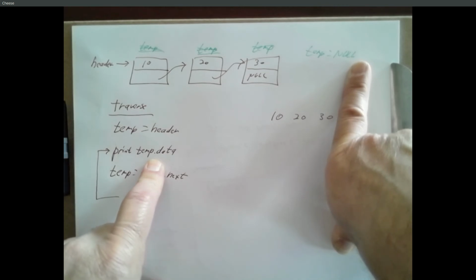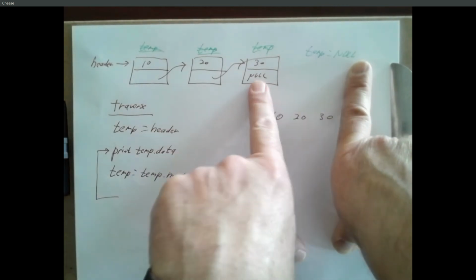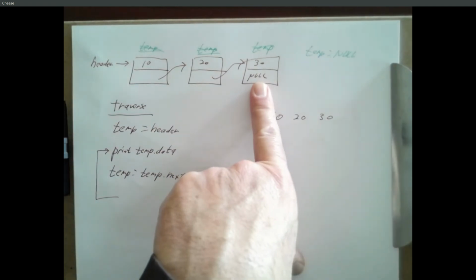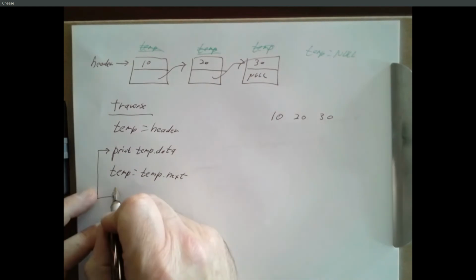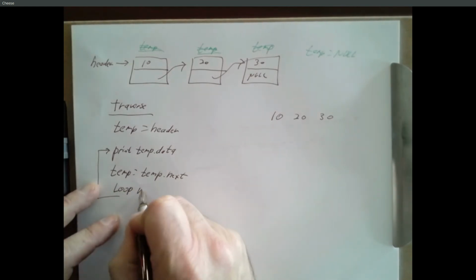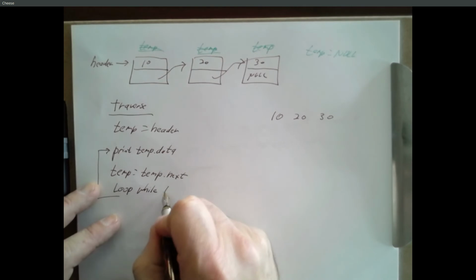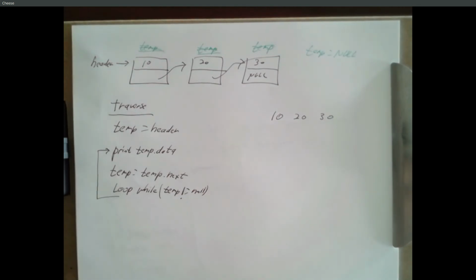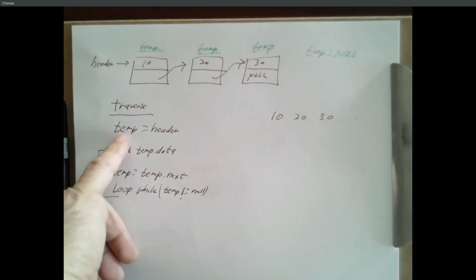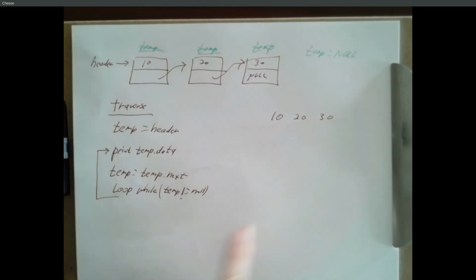But we don't want to print anything here. Once we know that this temp node is equal to null, we know we've reached the end of the list. So this jump back up to the top of the loop should be conditional. We want to do this loop while temp is not equal to null. And that will code like a nice while statement in C. So at the very top we could say temp equals header, while temp is not equal to null, print temp.data, temp equals temp.next. There's your whole loop.